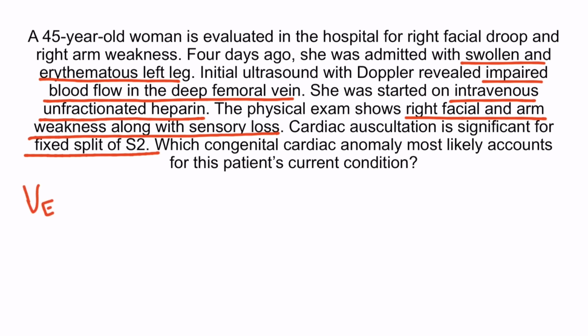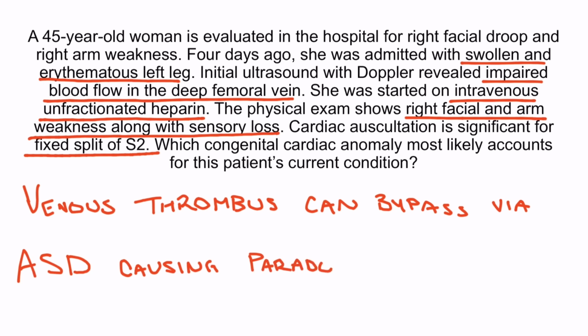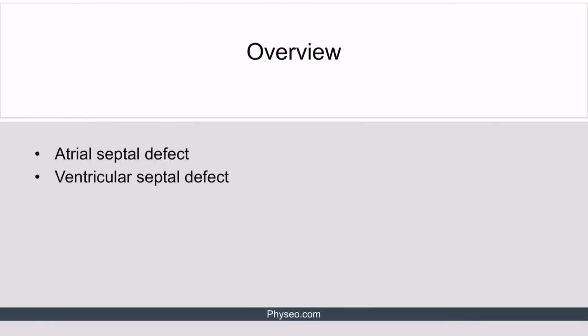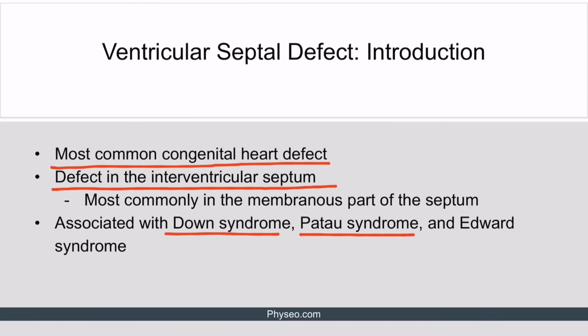Therefore, the atrial septal defect is the most likely underlying cardiac anomaly that accounts for the paradoxical embolism in this patient. Now let's move on to ventricular septal defect. Ventricular septal defect is the most common congenital heart defect. It is characterized by a defect in the interventricular septum, most commonly in the membranous part of the septum. It can be isolated or associated with other conditions such as Down syndrome, Patau syndrome, and Edwards syndrome.